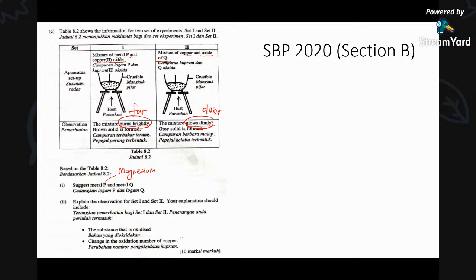So you can refer in a reactivity series. You can give magnesium. And then for Q, if you see something which is closer to copper, you can give, for example, silver. So metal Q will be silver. Of course metal Q must be at the bottom of copper, because mixture of copper and oxide of Q, that means copper over here will react with oxide of Q.